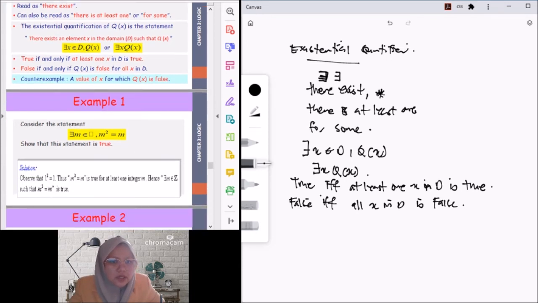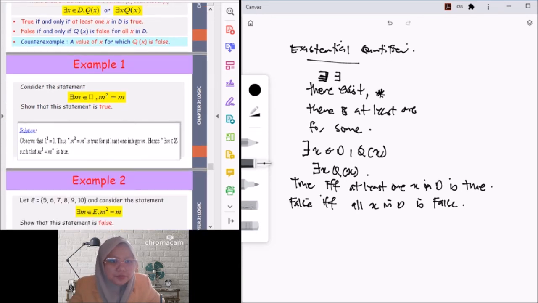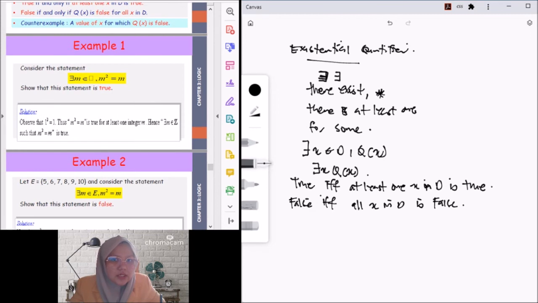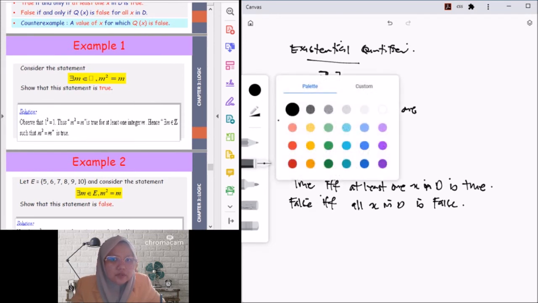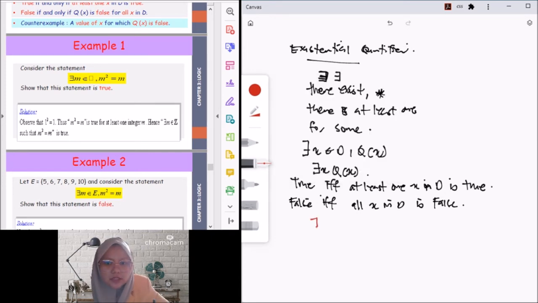Alright, so let's look at an example. Example 1 is proving an existential quantifier. Let's look: Example 1, the statement is there exists m in Z, where Z is the integers.